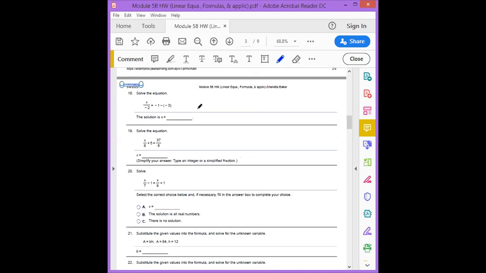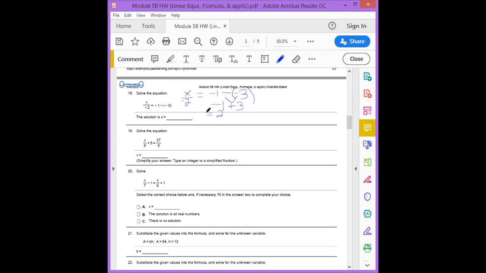For number 18, we have x over negative 2 equals negative 1 minus negative 3. Now let's try to clean this up over here on the right side of the equal sign. Remember, a negative and negative side by side, these two minuses become addition. So that really is just -1 plus 3. And -1 plus 3 is 2.